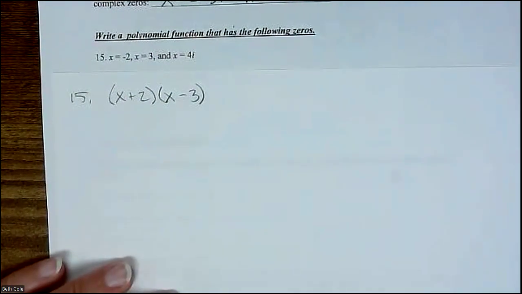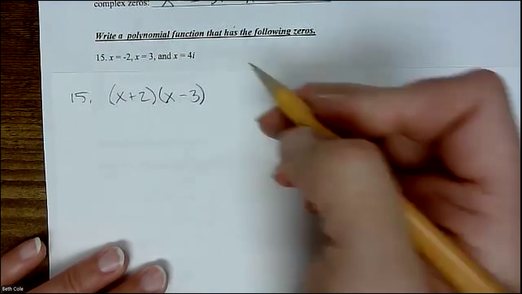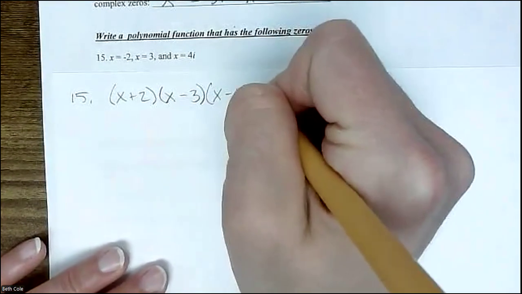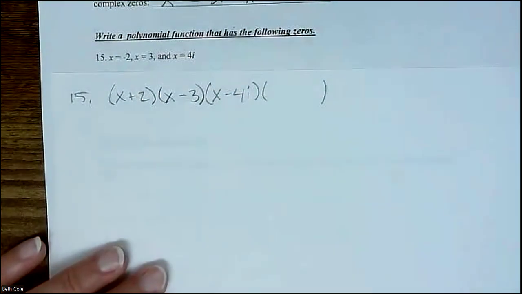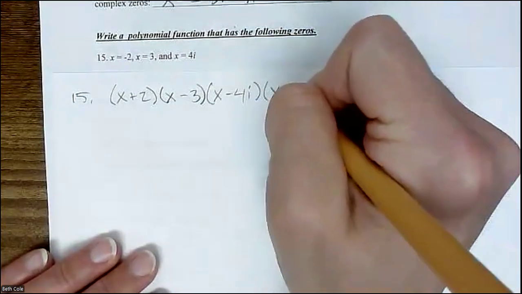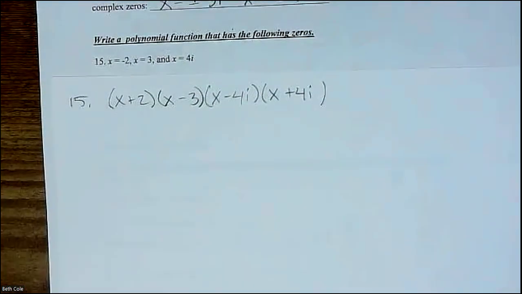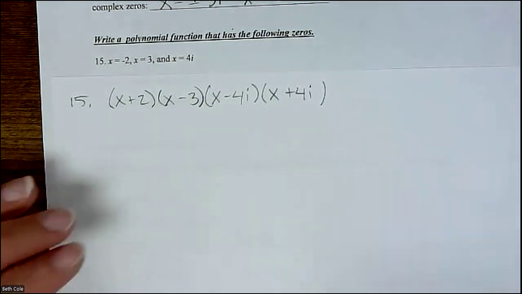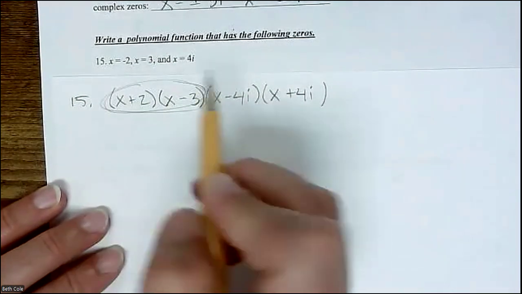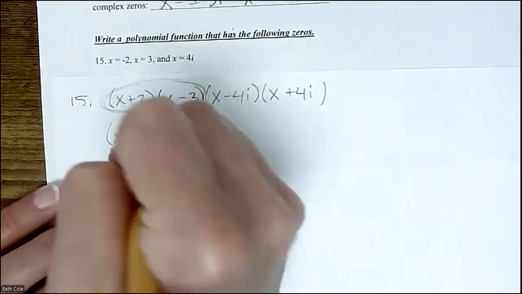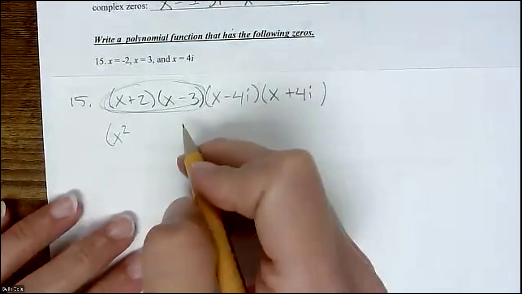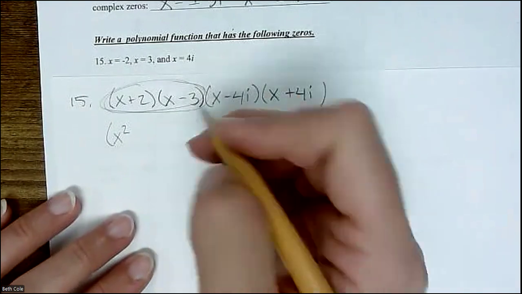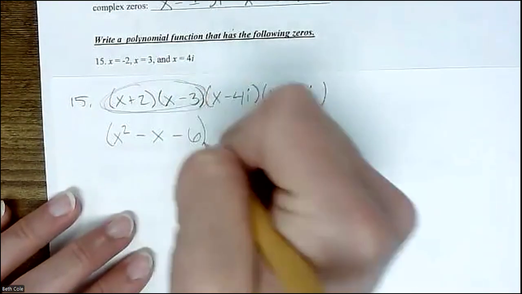And then you have to remember what I've taught you. For 4i, you would have x minus 4i, but there's another one, x plus 4i. Even though it doesn't say it, you have to know it's there. Now you have the annoying job of multiplying it all together, but you guys have done well with this, so I believe in you, all right? When you multiply these two, x squared, good, we're on our way. Minus x minus 6, good job.